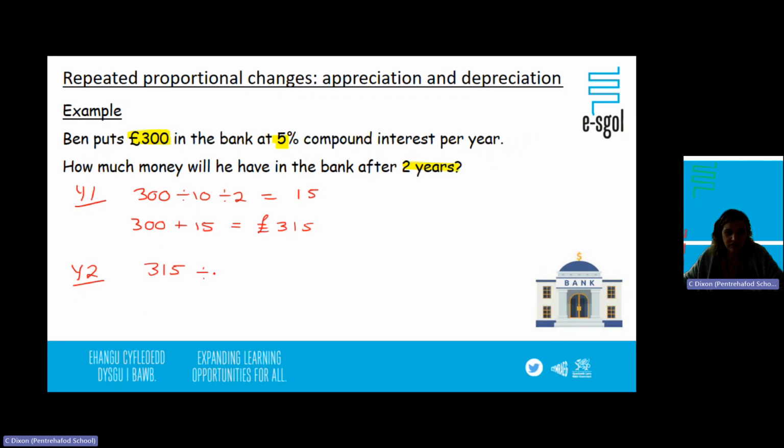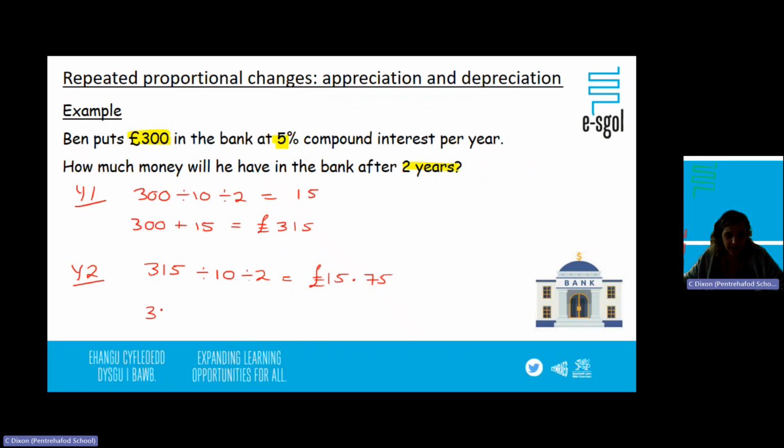And then obviously you need to do another 5%. So we're going to divide by 10 and halve. Now that is going to work out to be £15.75. So you can see in the first year, it was given £15 interest. In the second year, it was given £15.75. So there's a little bit more money going in every year. And that's what compounding is, compound interest.